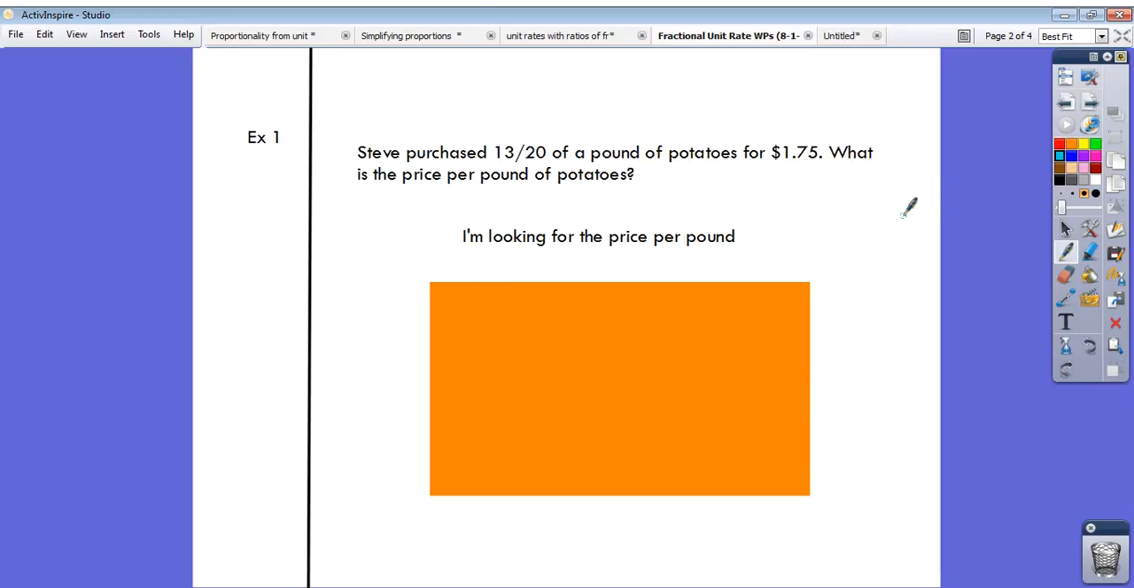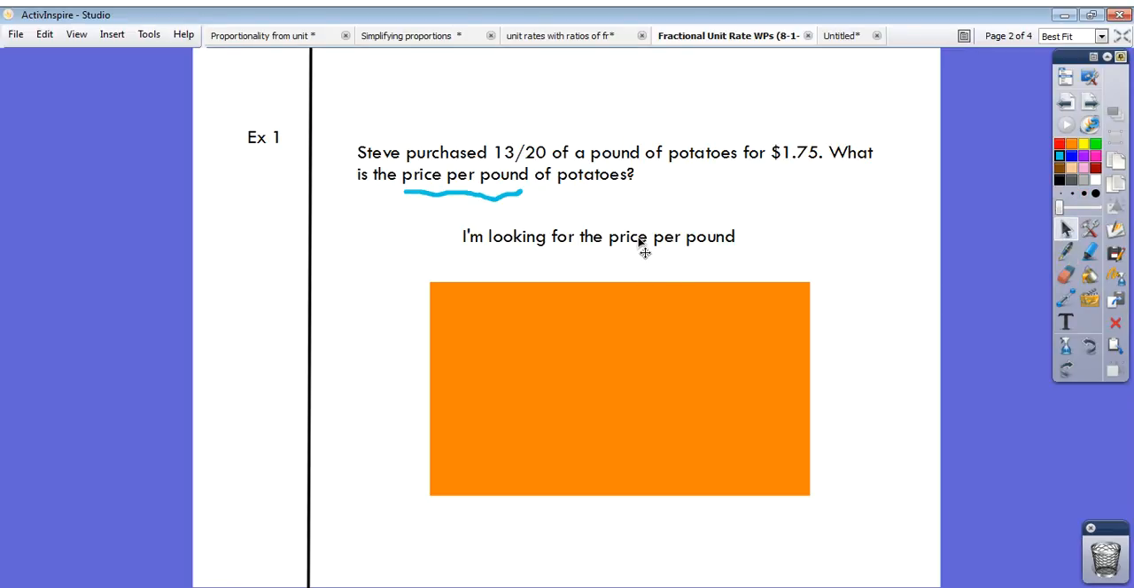Okay, our first example. Steve purchased 13/20 of a pound of potatoes for $1.75. What is the price per pound of potatoes? So here I see price per pound, which means that I'm looking for my unit rate, price per 1 pound. So, how would I do this?